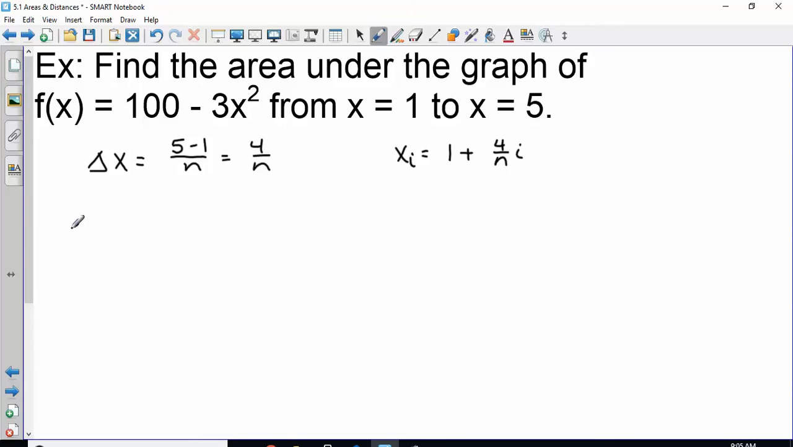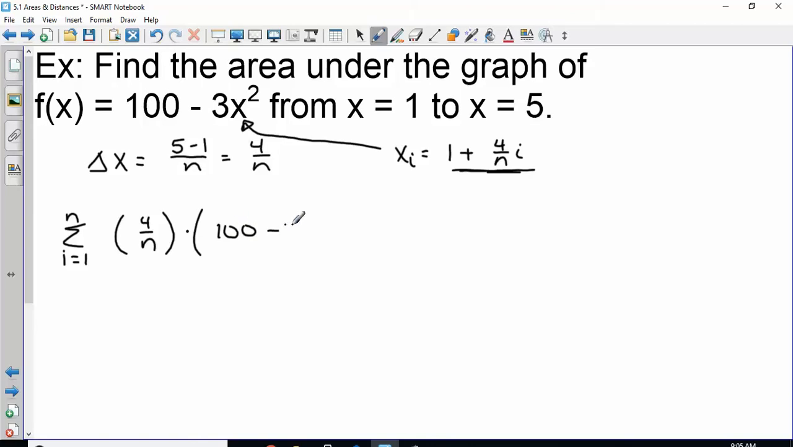Now, let's do our sum. Always going to add up from 1 to n. We want the area of the rectangle, length times width. We know the width is 4 over n. The length, you have to take your x sub i and plug it into your formula. So this one's going to get ugly. You have 100 minus 3 times (1 plus 4 over n i) squared.